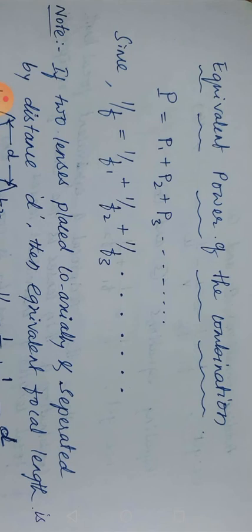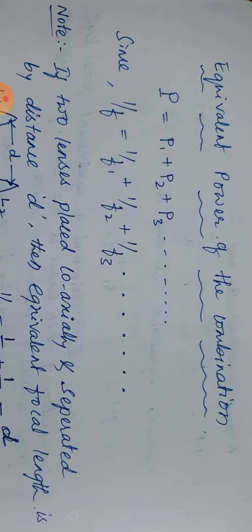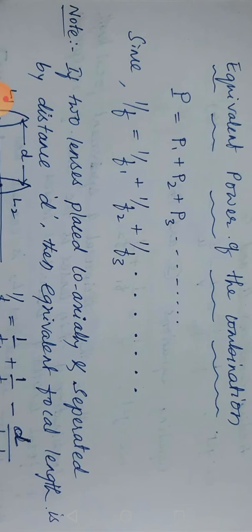For the equivalent focal length, we have derived the relation 1 by f equals 1 by f1 plus 1 by f2, whereas 1 by f is nothing but the power of the lens. That's why the equivalent power of the combination is given by P equals P1 plus P2 plus P3, where P1, P2, P3 are the powers of the thin lenses placed in contact. Since 1 by f is P, 1 by f1 is P1, 1 by f2 is P2, 1 by f3 is P3.